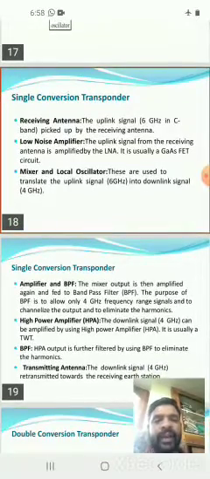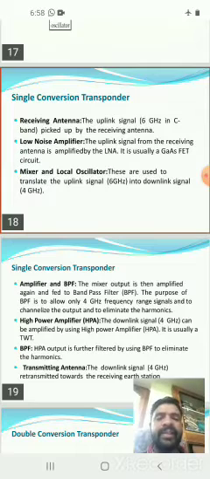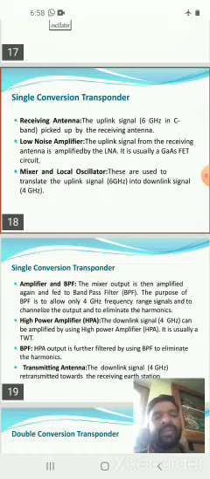Here, the receiving antenna picks up the uplink signals, 6 GHz in C band. The receiving antenna receives the signals from the earth station, and the signals come to the low noise amplifier. Since they come from the earth station to the satellite through free space, the signals are attenuated or noise occurs. The uplink signals from the receiving antenna are amplified by the low noise amplifier, which also eliminates the noise. Usually a gallium arsenide FET circuit is used.